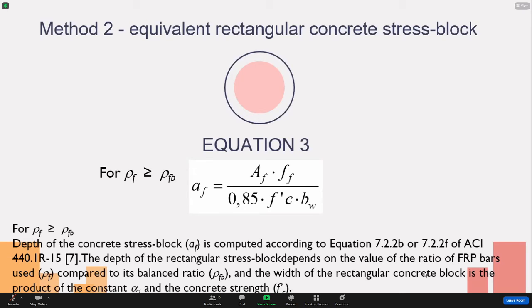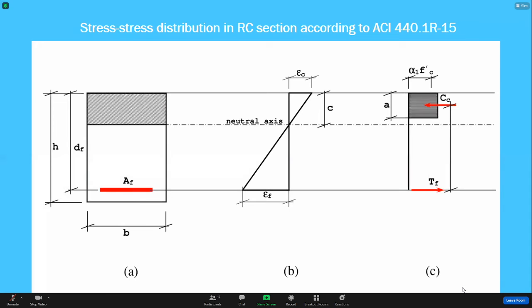And this is equation 3, where a is the depth of the equivalent stress block, and Af is the area of FRP bars, and ff is the stress in FRP bars under tension, and f'c is the concrete strength, and bw is the width of the beam. This is the stress-strain distribution in a reinforced concrete section according to ACI 440.1R-15.